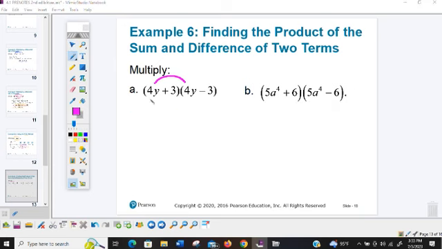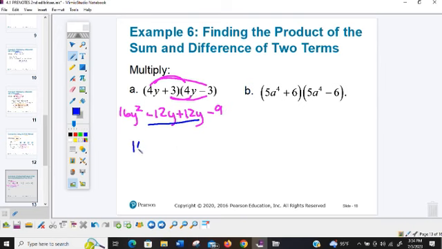Okay, so 4y times 4y gives me 16y squared. 4y times negative 3 gives me a negative 12y. Negative 3 times positive 4y is a positive 12y. And then negative 3 and positive 3 gives me a negative 9. Now I can add the terms together in the middle, right here. And notice they cancel out. One is positive, one is negative. They cancel out. So I end up with 16y squared minus 9.